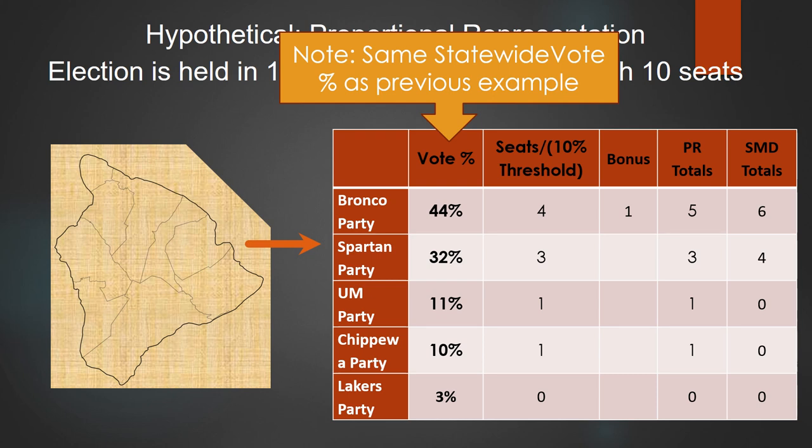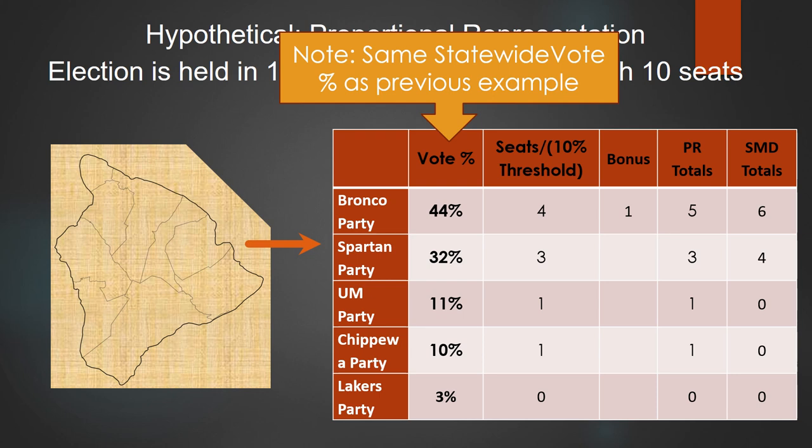So this is going to make our math easy. We're going to make it a 10% threshold. Bronco Party won 44% of the votes statewide, so they get automatically 4 of the 10 seats, 40% of the seats. The Spartans, they got 32% of the votes, so they get 30% of the seats that are available. Michigan Party, they won 11%, so they hit that 10% threshold, so they get a seat. Same thing with the Chippewa Party. Poor Lakers Party, they're still out in the cold because they didn't hit the threshold. They've got some support, but not enough to win this time.